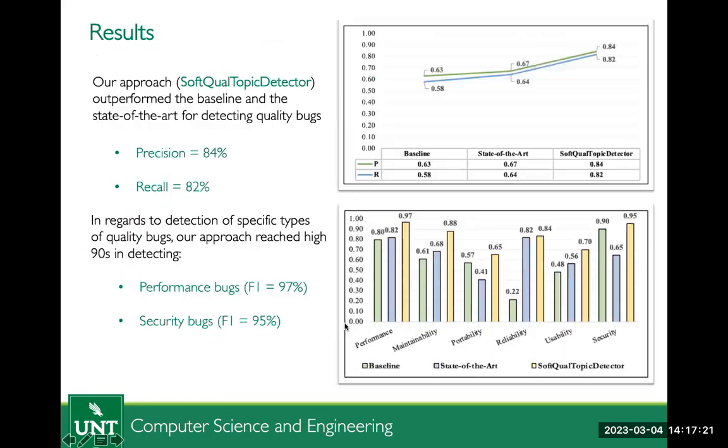So then come the results. Basically, our results have shown that our approach does much better than the baseline and state of the art. It reaches a precision of 84 and a recall of 82 in regards to detection of specific quality types, and our approach reaches a high 90% in detecting performance bugs and security bugs.